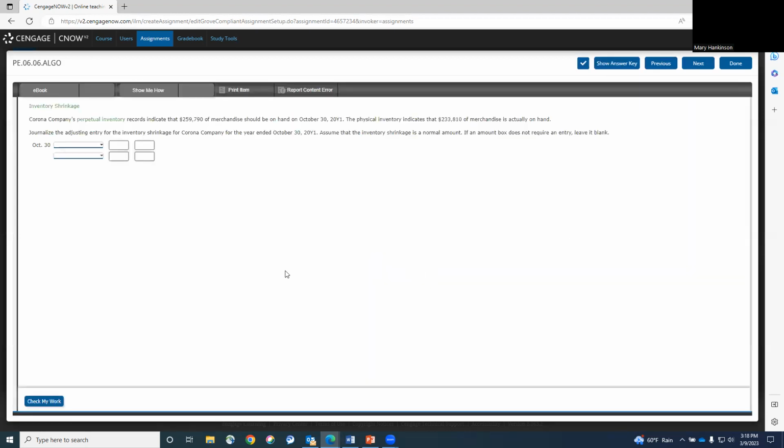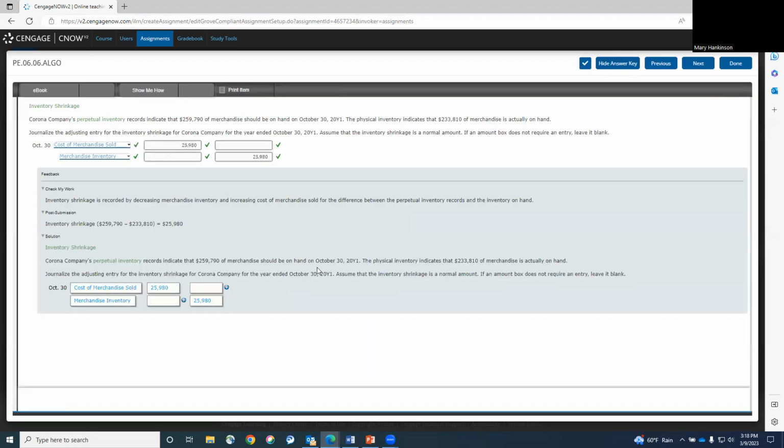So let's move on. This is the same problem, so just go ahead and click on the answer key. Again, it's talking about inventory shrinkage for a perpetual inventory system. It says that the records, meaning your ledger, your account balance on your ledger, state that your inventory balance is $259,790. You did a physical inventory and it showed a merchandise balance of only $233,810. So we need to do a journal entry for the shrinkage.